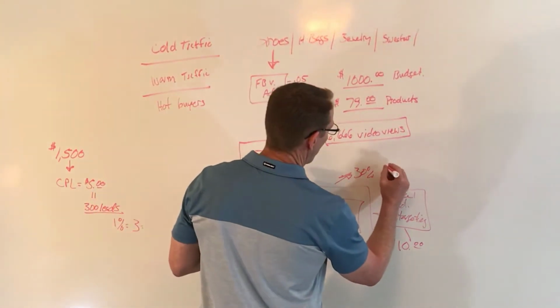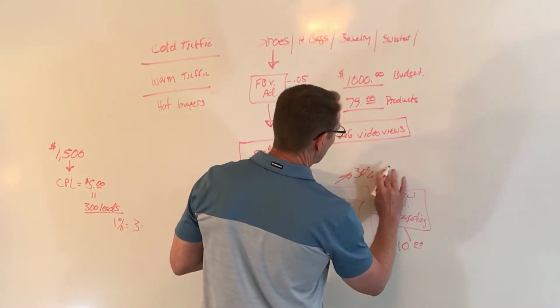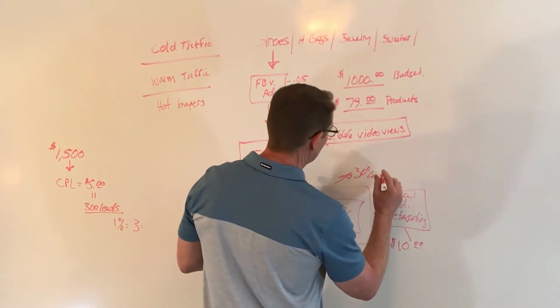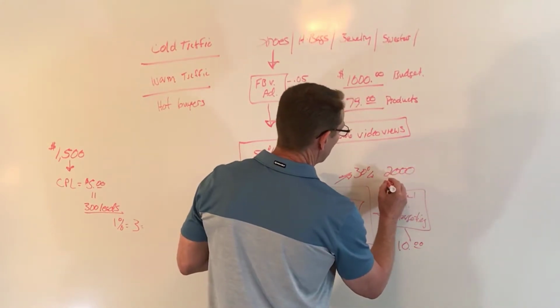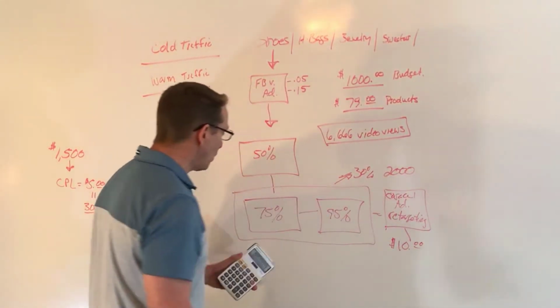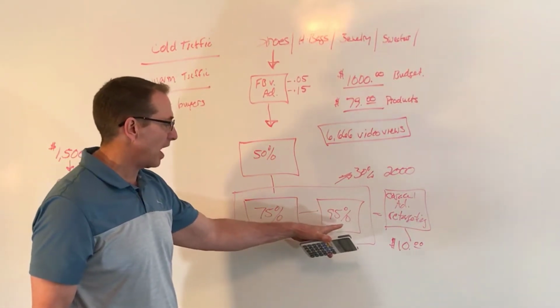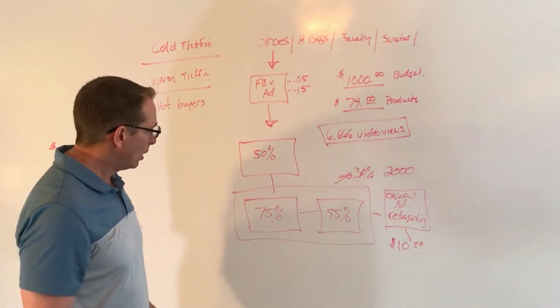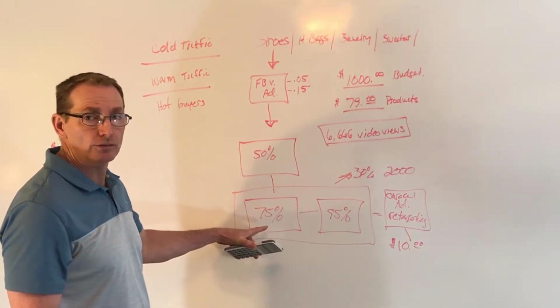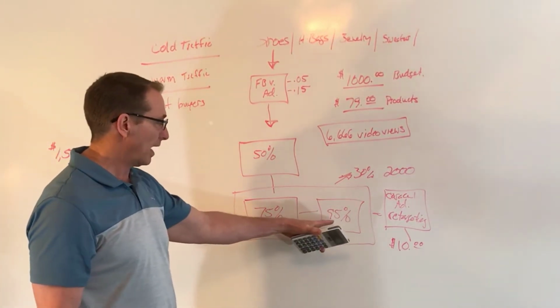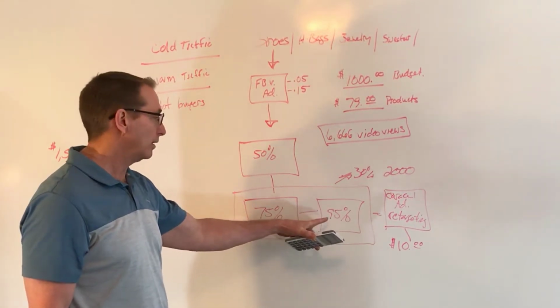you're going to have somewhere around 2,000 people. Comes out to 1,999, so let's just round it up to 2,000 people. So 2,000 people watch 75 to 95% of the video. Okay, 75%, they're interested, right? They've watched most of that video. 95%, they're very interested, right?